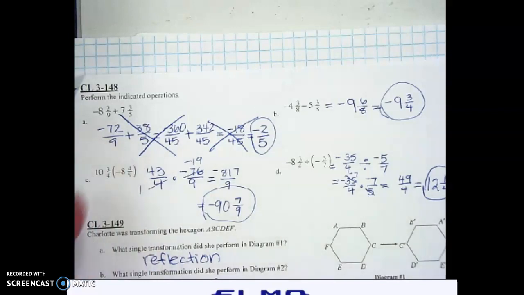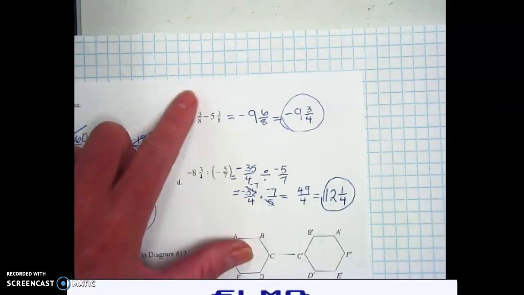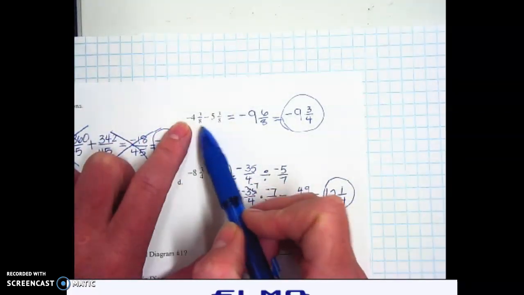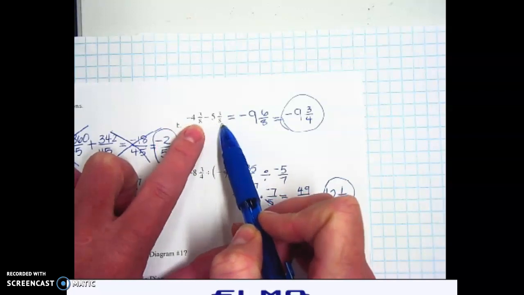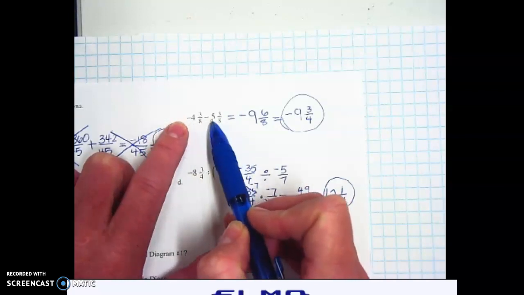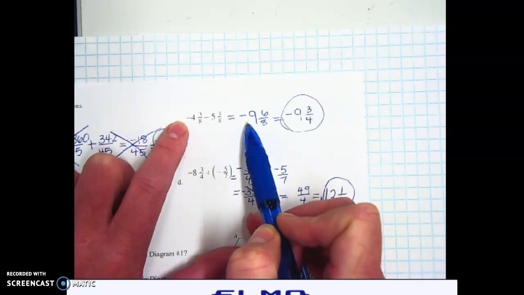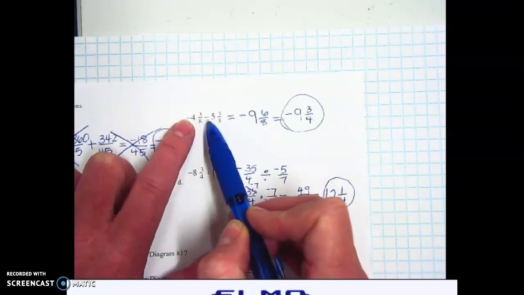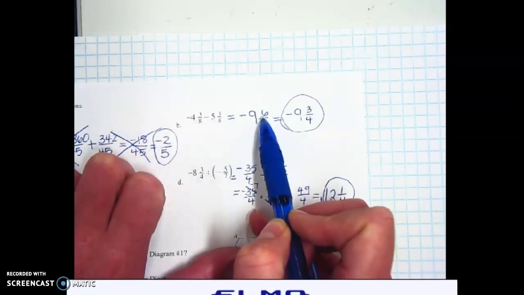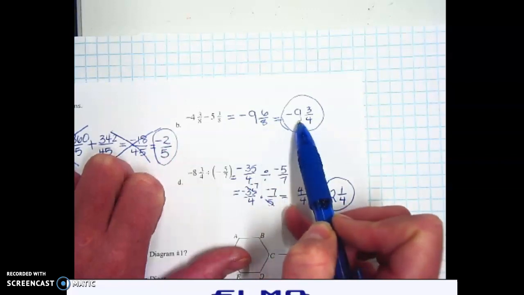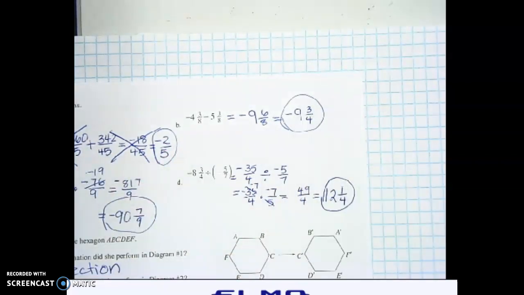For part B, I simply combined these because I already had common denominators. So negative 4 minus 5 more is negative 9. Negative 3 minus 3 more is negative 6/8. So then I just reduced it to negative 9 3/4.